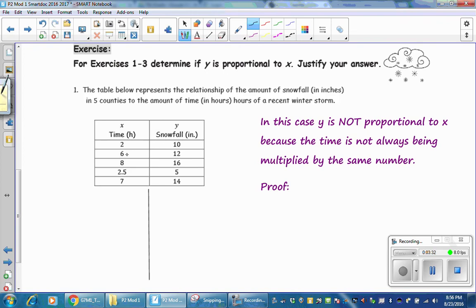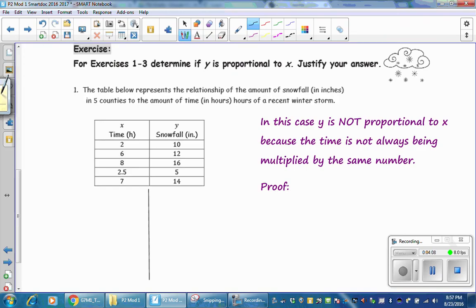In another county, 6 hours passed and you got 12 inches of snow. In 8 hours, there were 16 inches of snow. In another place, 2.5 hours equaled 5 inches of snow, and in 7 hours there were 14 inches of snow. And the question is asking, is this data proportional? In other words, did it snow at the same rate in all of the locations?